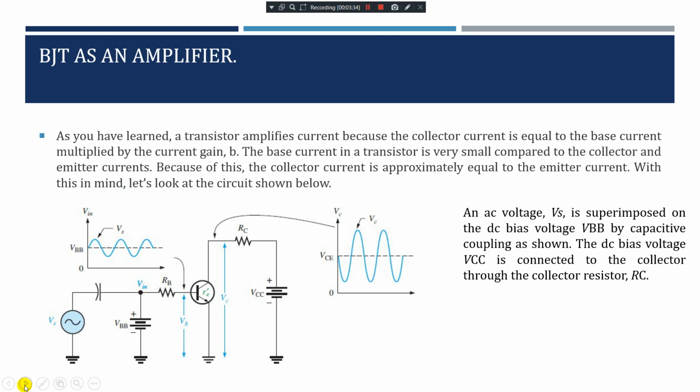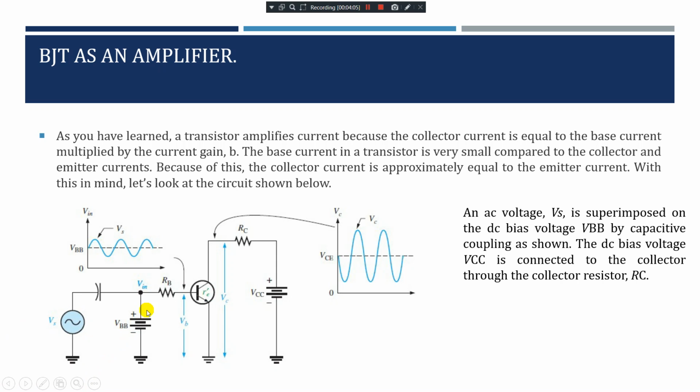Okay, BJT as an amplifier. As you have learnt, a transistor amplifies current. It's all because the collector current is equal to the base current multiplied by the current gain, that is beta. I'll come back to that. The base current in a transistor is very small compared to the collector and emitter current.